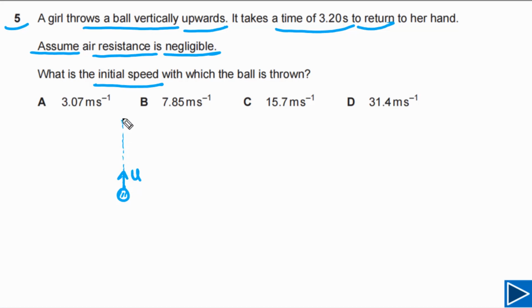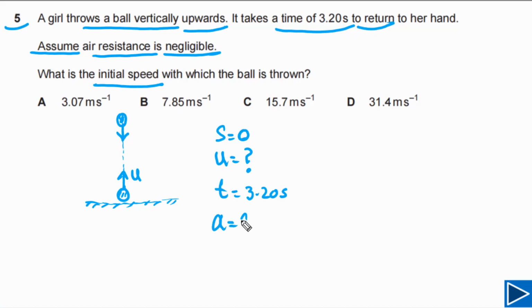So this ball will go up, it will reach maximum height, and then it will fall down. Means it will come back at the same position. Means the initial and final positions are the same. As initial and final positions are the same, it means that displacement of the ball is equal to 0. For this question, we need to calculate u, the initial speed. But total time of flight is given to us, that is equal to 3.20 seconds. Acceleration due to gravity is equal to 9.81 meters per second per second.